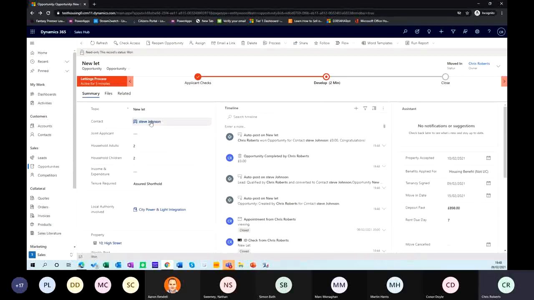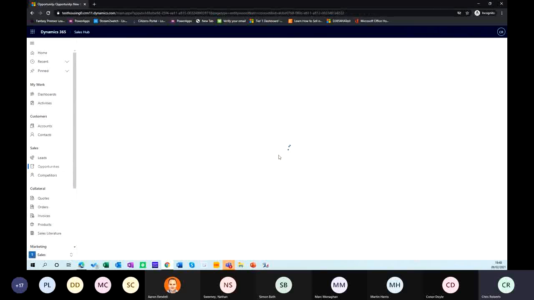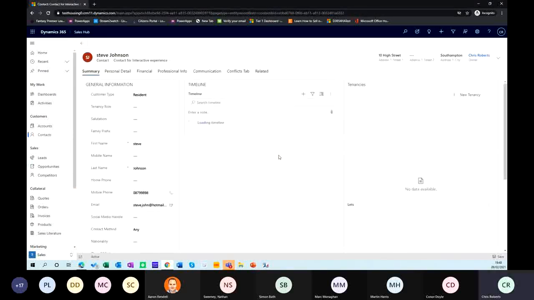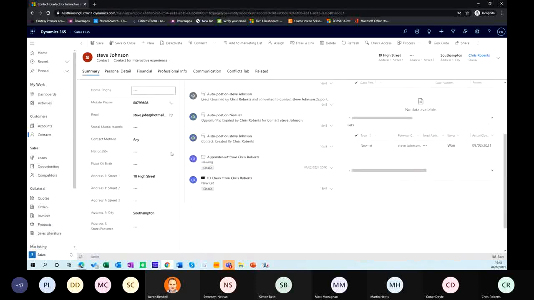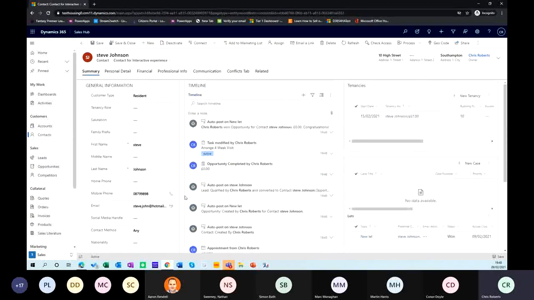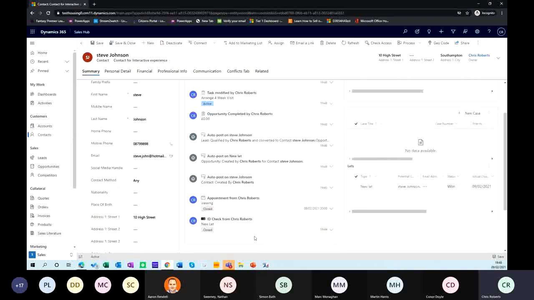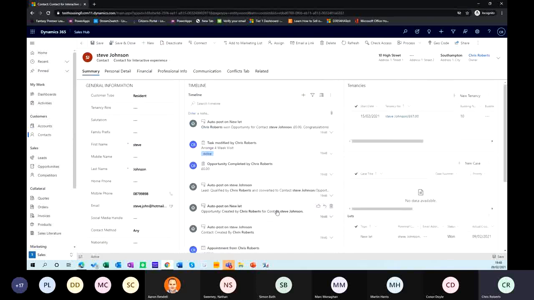So we've now closed that, and if we go back into Steve, we can see now it's moved him to 10 the High Street, Southampton. We've got a little task here, so to make sure that Steve's okay when he's moved in, we need to arrange a visit. A lot of housing associations do it around 4 weeks after the customer's moved in. So we've got a little reminder there to get in contact with him. As we all know, all the detail that's on the lead and the opportunity gets pulled across, so we can see all that good stuff there.